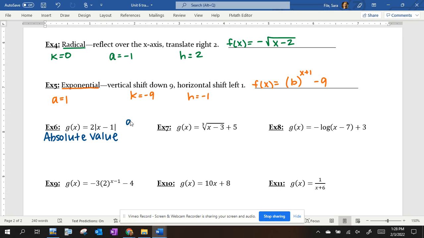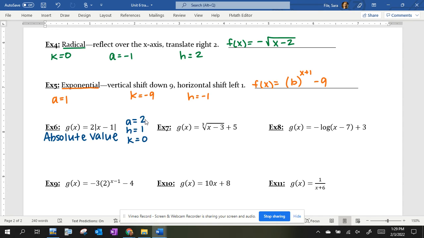And I'm going to label A, H, and K, so then that will help me determine my transformation that's happening. So what is A here? 2. What is H? H is 1, because it's x minus h. The h is the 1. K is 0. There is no k.